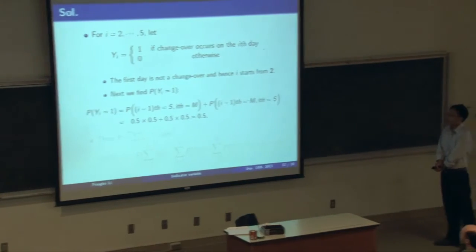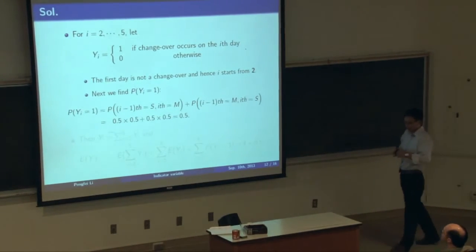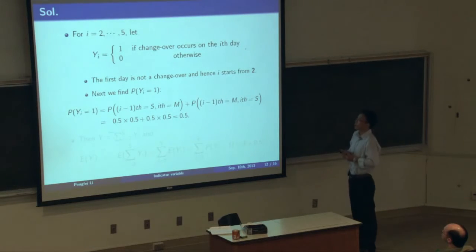Here's the solution. Starting from i equal to 2 to 5, we define 4 indicator variables. If a changeover occurs on the i-th state, then the indicator variable Yi equals 1, otherwise it equals 0. Now, I would like to emphasize that the first state is not a changeover, because we don't compare the first state with the 0 state. So I start from 2, and then we have 4 indicator variables.